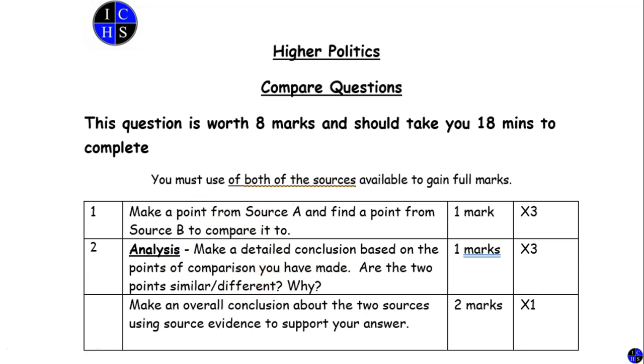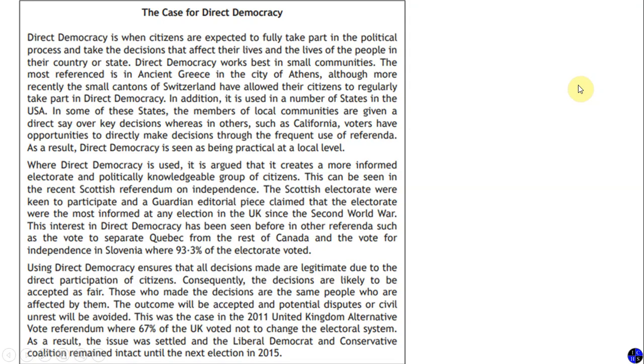Things to be thinking about is do the two sources have a similar view, a different view, what is the main thing that they're trying to say. And then we'll come to the overall conclusion in a minute or two. So let's look at this 2017 compare question. This one's all about democracy, as I say.